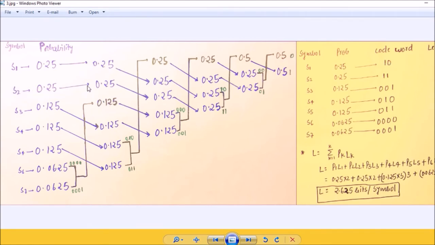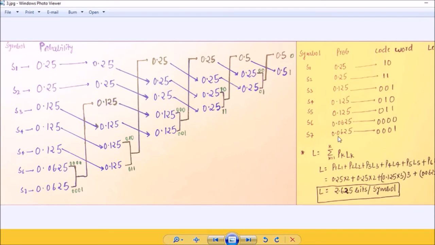Again see here, arrow, mouse cursor, 11. See, 11, length 2. Again here, arrow and mouse cursor, 001, code length 3. Again see this number, 010. Again see this number, mouse cursor and arrow, 0.125, 011. Again this one, 0000, and this one 0001.